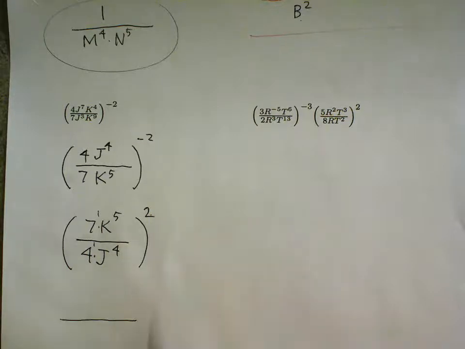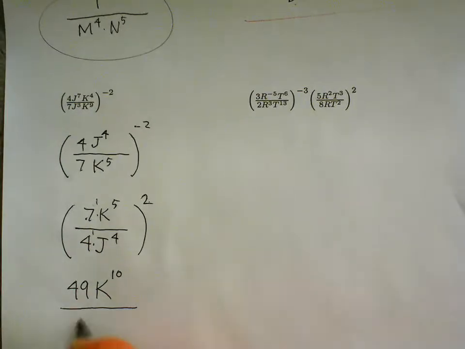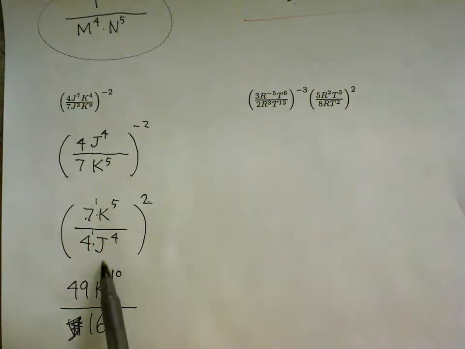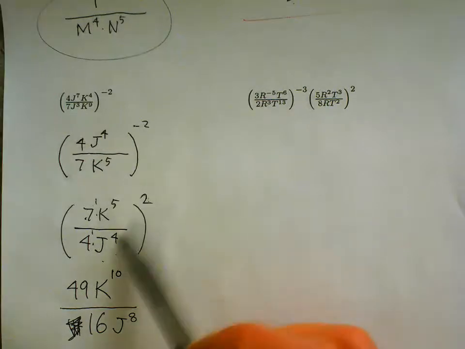So in the numerator, we're going to get 7 to the 1 times 2. 7 to the 2nd is 49. 7 times 7 is 49. Times k to the 2 times 5, or k to the 10th in the numerator. And in the denominator, we have 4 to the 2nd, which is 16. And then j to the 4th to the 2nd is j to the 8th, because 2 times 4 is 8.